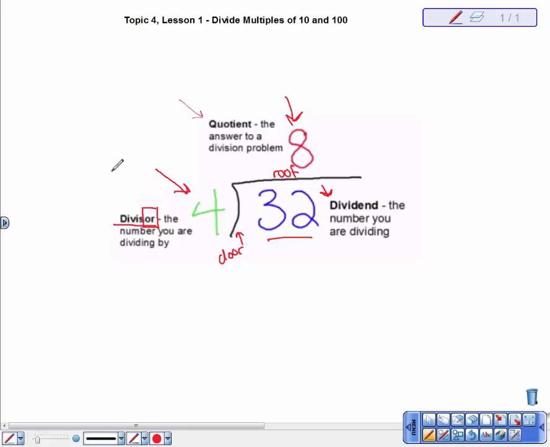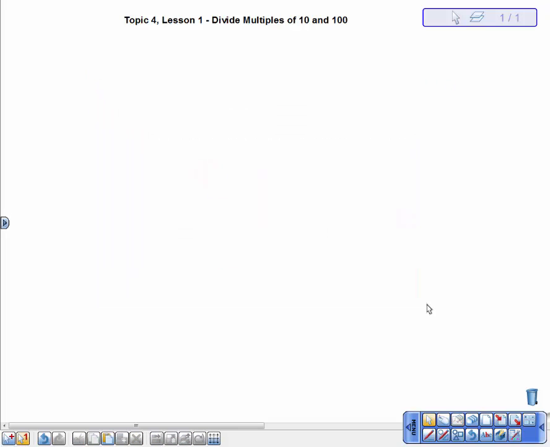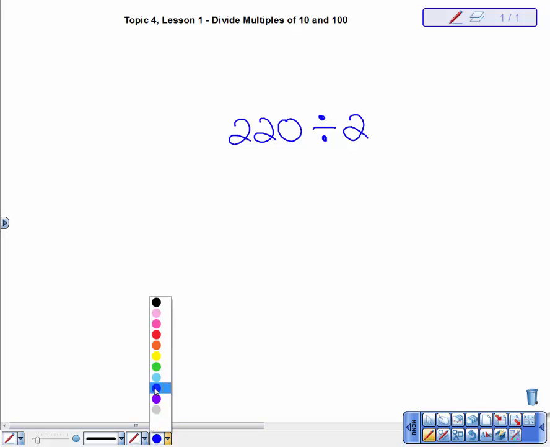All right, let's check out how to now divide by multiples of 10 and 100. Dividing by multiples of 10 and 100 is very similar to multiplying by multiples of 10 and 100. So for instance, if I have 220 divided by 2, remember the number that's being divided is my dividend, and the number that's doing the dividing is my divisor.